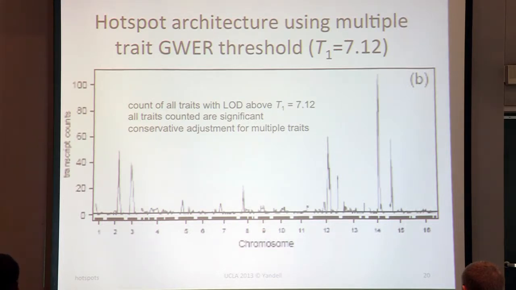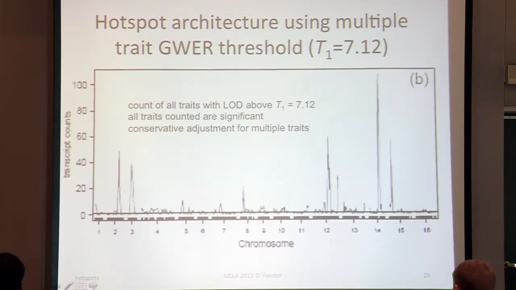So here's what happens. That other slide that was mislabeled threw me off. This is what goes on when you look at hotspots. We're looking at hotspot architecture using a multiple trait genome-wise error threshold. If we use a genome-wise threshold where we protect against anything happening with any of the traits, we have to be more conservative. So instead of using a threshold of 3 or 4, we have to use a higher threshold. It turns out it's about double, 7. This is our conservative threshold, saying anything above there is going to be significant no matter where we're looking and no matter what trait. We set ahead how many traits we're looking at, about 6,000.